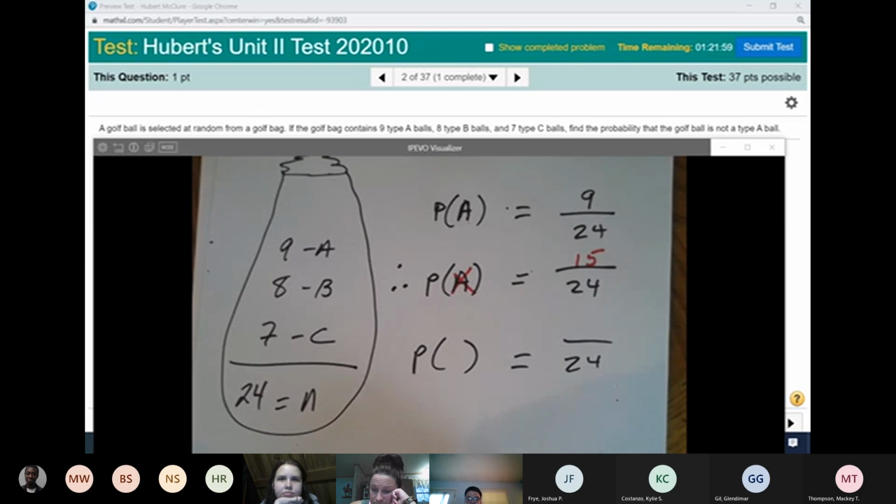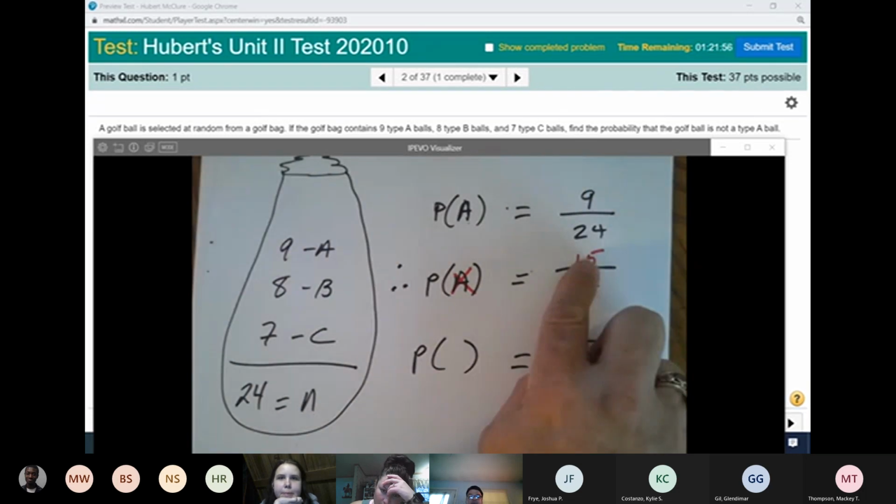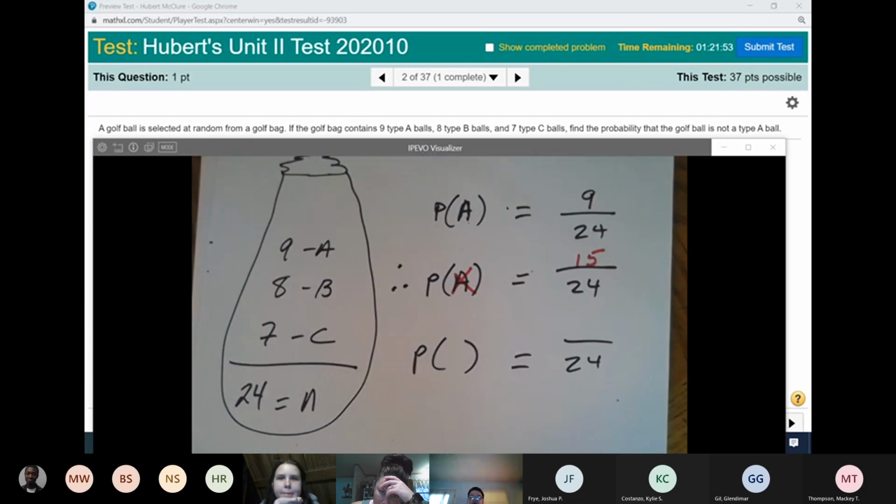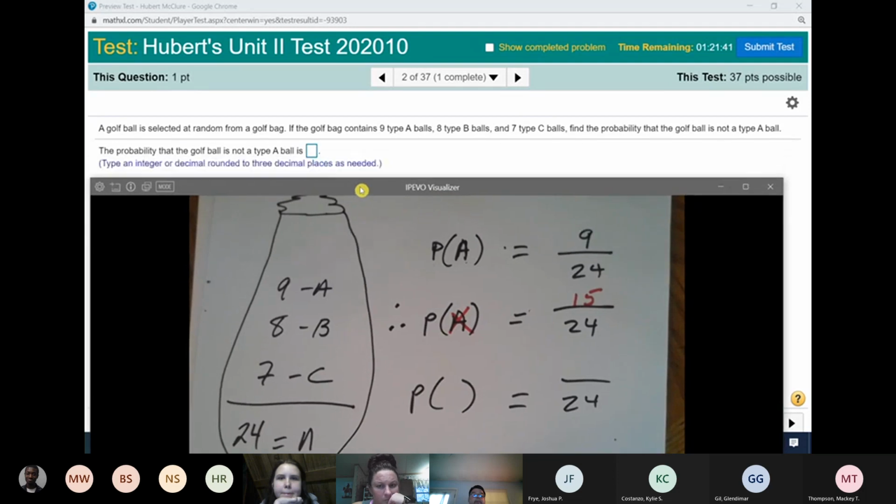Okay, so that's the complement. What's 9 plus 15? 24. So you're always going to subtract it. All right, so that's the complement, and that's the answer to the question. So the answer is 15 over 24.